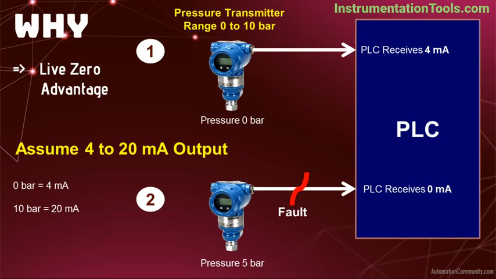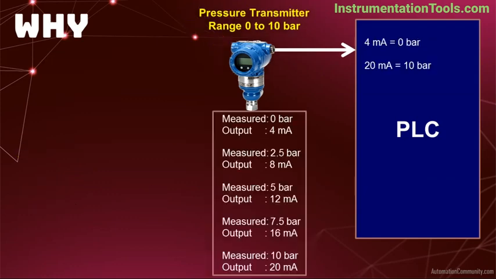With 4 to 20 mA current signal, the 4 mA is the minimum current signal, which represents 0% of the process variable. For any faults, the PLC receives 0 mA, so that faulty signals would be easily identified by the PLC. This advantage is called live zero. We discussed the disadvantage of using 0 mA and the advantage of using 4 mA.